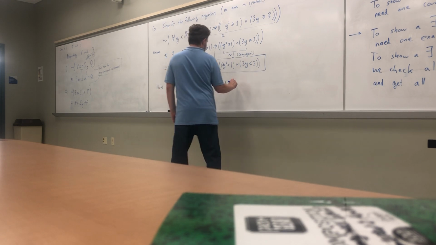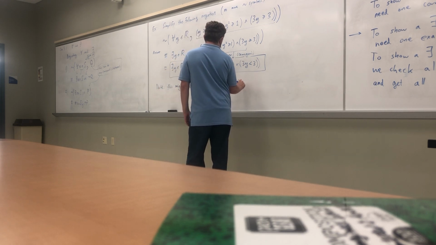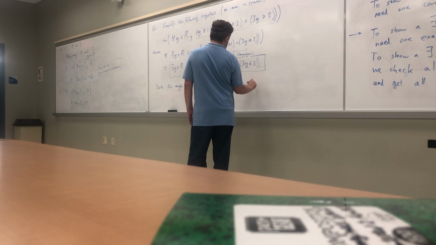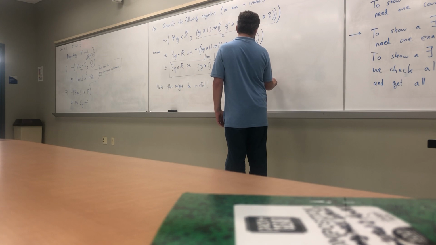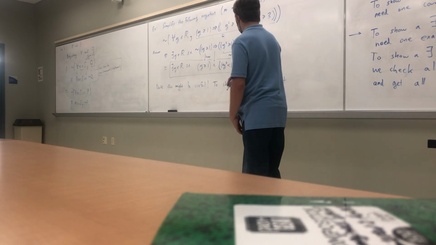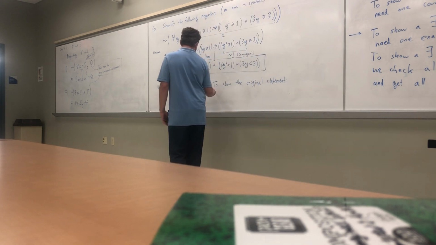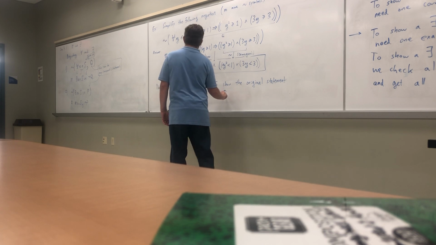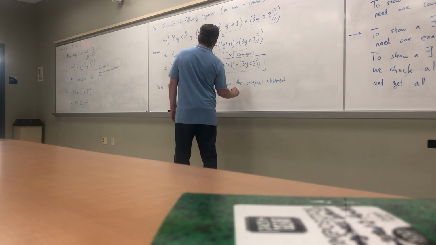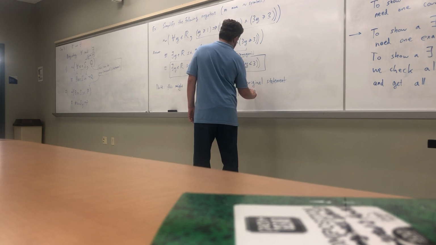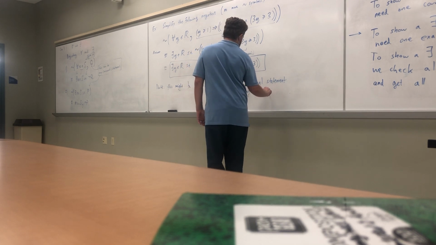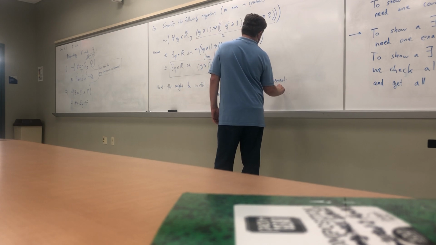To show the original statement, I mean without the not on it, like the for all y element of R, comma, y greater than or equal to 1 implies y squared greater than or equal to 1 and 3y greater than or equal to 3, that one.